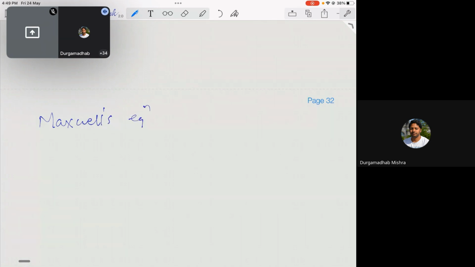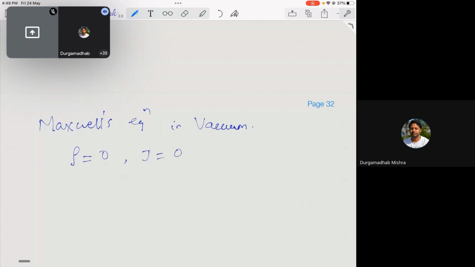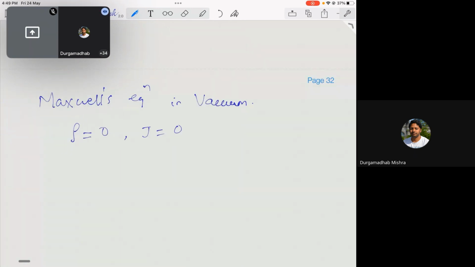Maxwell's equations in vacuum, where I say it is a charge-free region and electric current-free region. So rho is 0, J is 0. Okay, so everything is 0. So we are talking about vacuum, there are no charges, there is no current loop, so everything is 0. So how should the equations look?